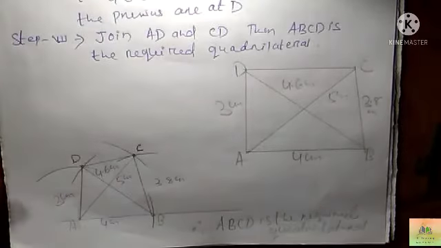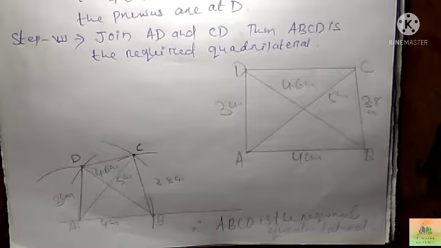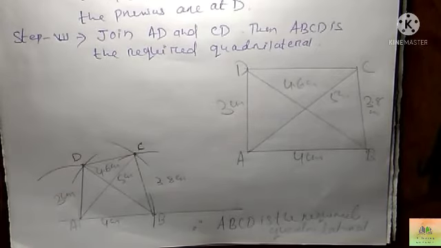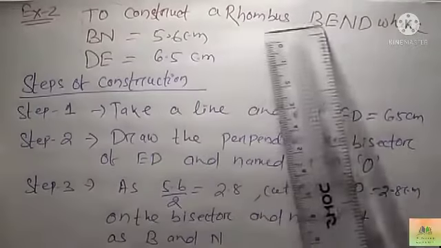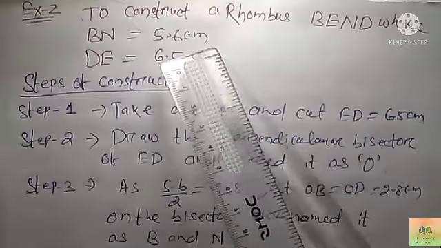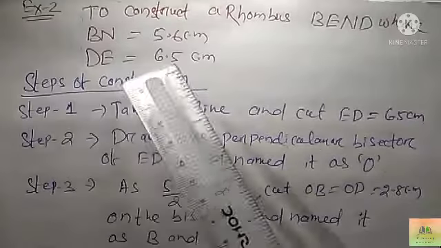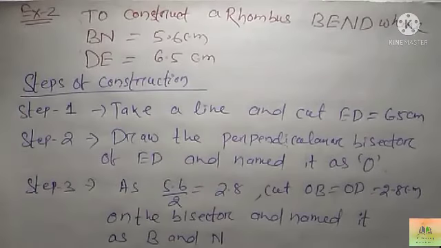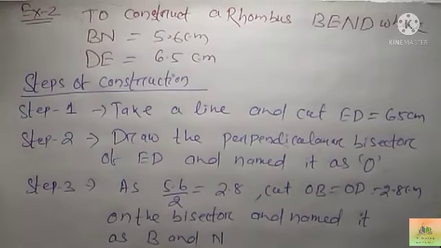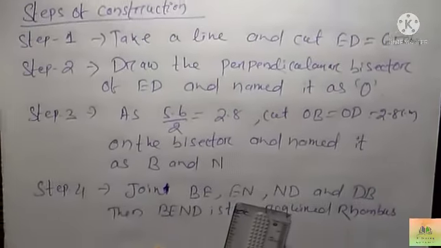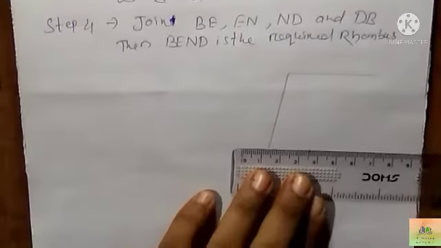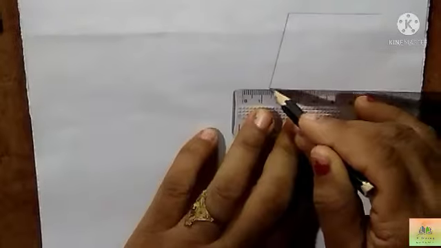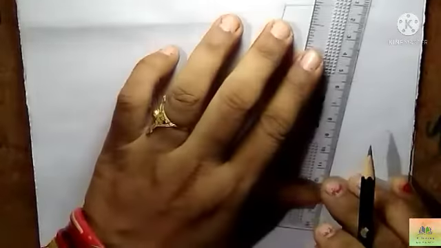Okay students, so let's come to the next question. Construct a rhombus BEND where BN is equal to 5.6 centimeter and ED is equal to 6.5 centimeter. So first we draw the rough sketch. This is a rhombus. What is a rhombus? All sides are equal and the opposite sides are parallel to each other. So this is a rhombus.